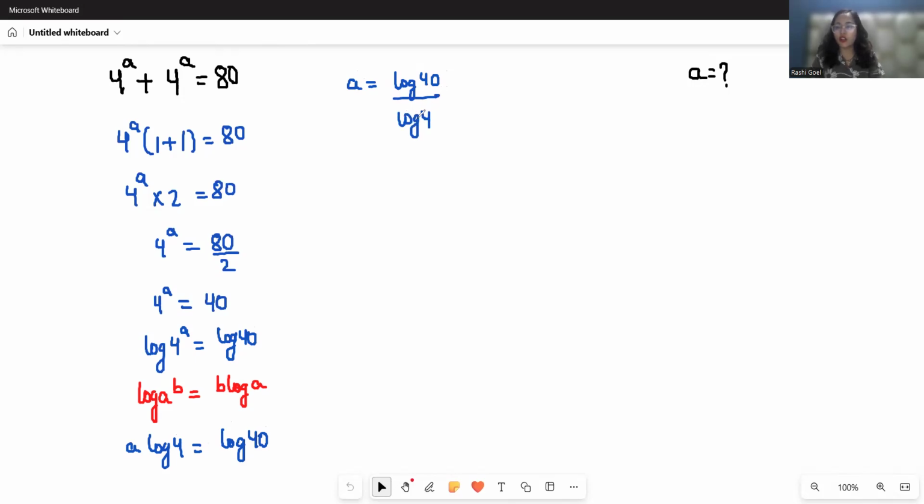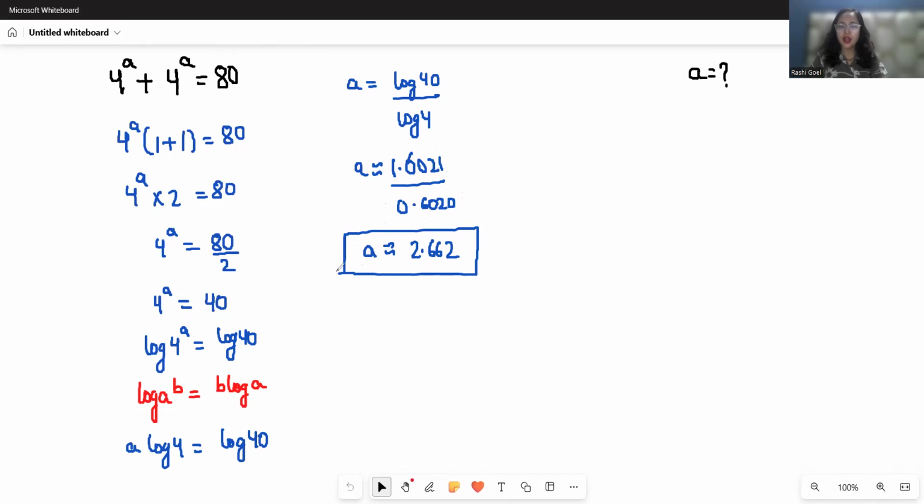You can write log 40 as 4 times 10 and then use the sum rule of log, or you can directly put the value of log 40, that is approximately 1.6021, and log 4 is approximately 0.6020. So a is approximately 2.662.